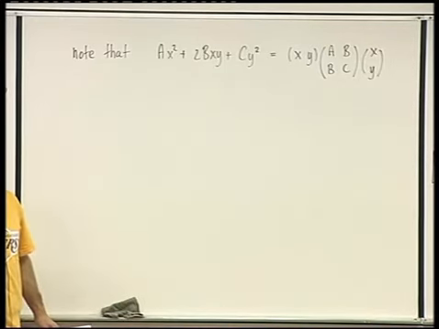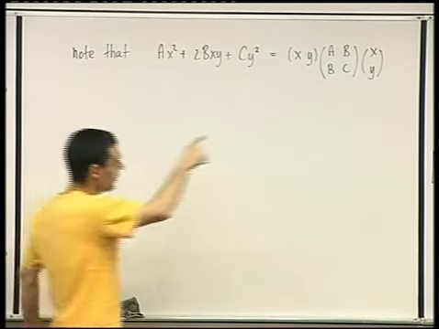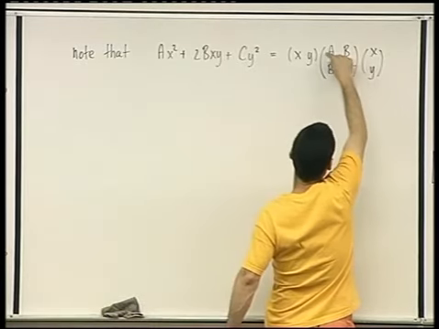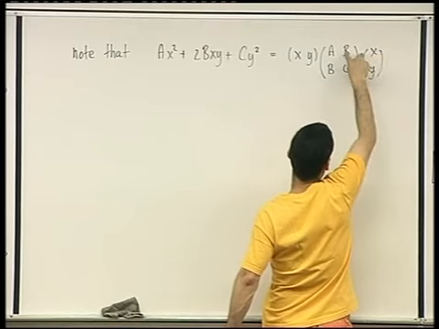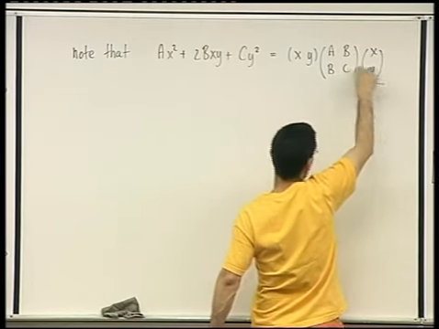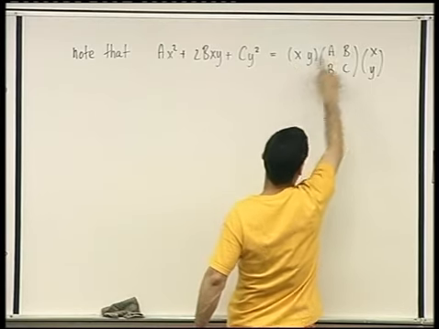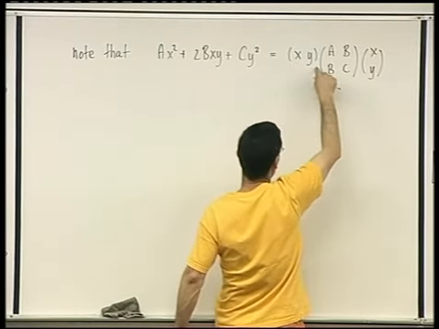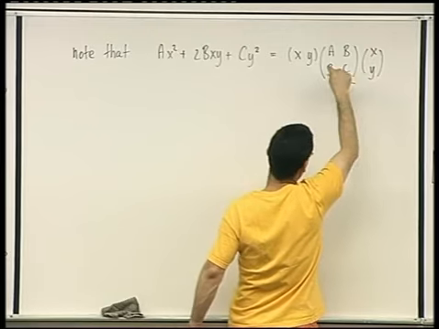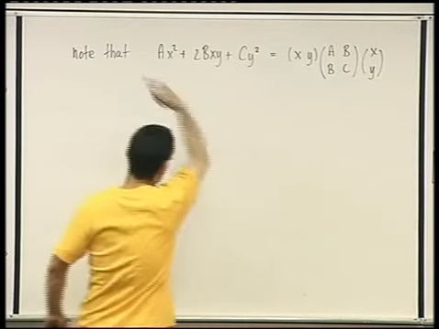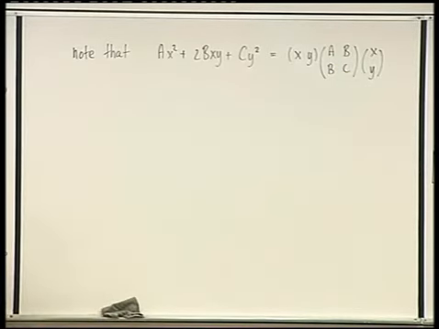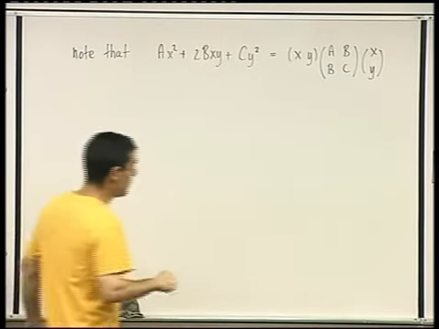You all know matrix multiplication, right? So if you multiply this, you get ax plus by in the first coordinate and bx plus cy in the second coordinate. And then you multiply by this. So you get x times (ax plus by) plus y times (bx plus cy). And if you sum everything, that's what you get. Okay?